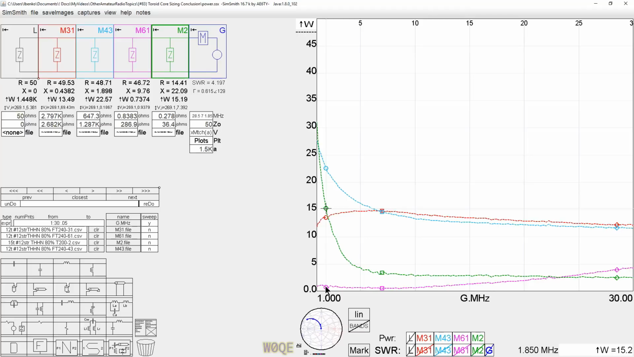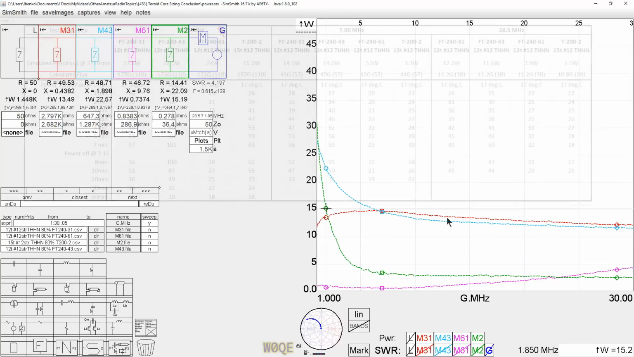I'd also suspect that the 61 material core would be just fine on 160 meters. Similarly, on 40 meters, I would expect that the 43 and 31 material cores would both be a little bit too hot. I would expect that the number 2 material core and the 61 to be fine. And by the time we got to 10 meters, or 28 megahertz, I would expect the same thing would be true again. And let's look at the results we get when we do that.